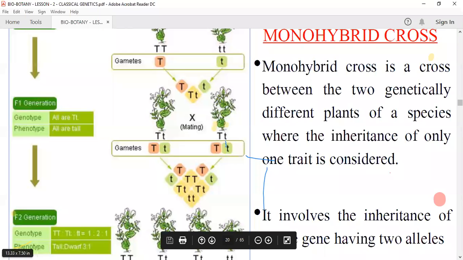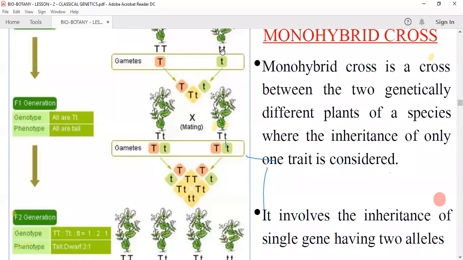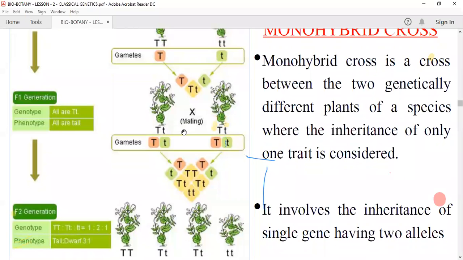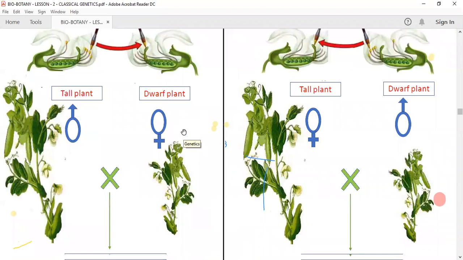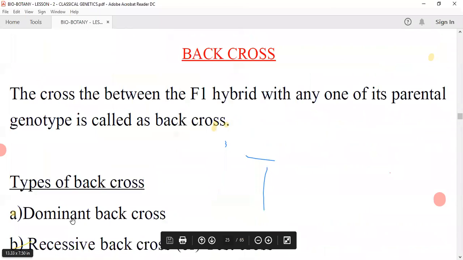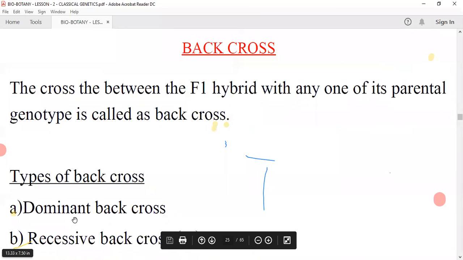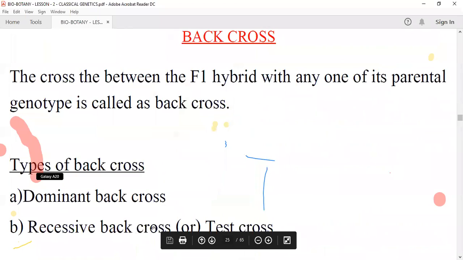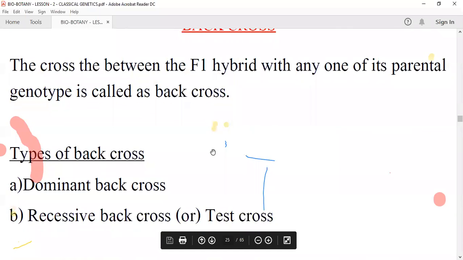You see here in the F1, this is one parent, a tall parent, and this is a dwarf parent. In the F1 we are getting capital T small t. This capital T small t has to be crossed again with the dominant parent, or with the recessive parent. This is actually called the back cross. If we cross with a capital T, we call it a dominant back cross, and if we cross with a recessive, we call it a recessive back cross, or otherwise a test cross.